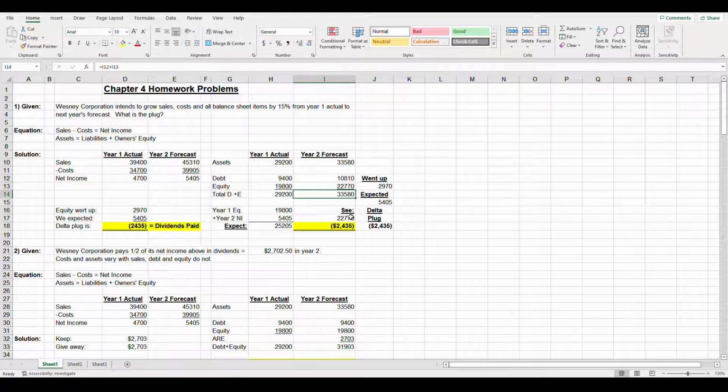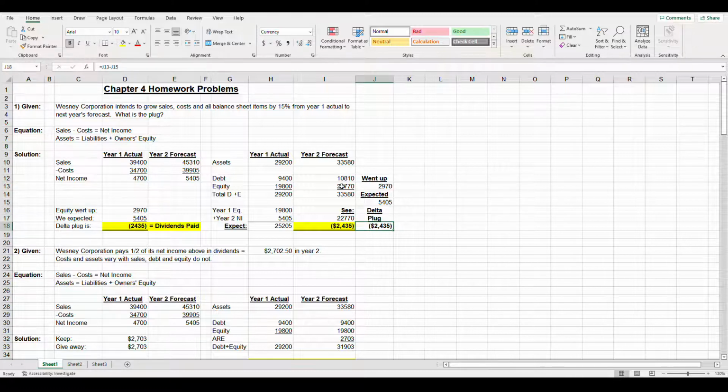So you see my assets equal my liabilities plus owner's equity, or debt plus equity, and the balance sheet is balanced. Now, the author wants to know, what is the plug? Was there a plug done? Did something else happen here? So what we would expect to see is 5405 going into the equity account on top of the 19,800. We see by subtracting the two equity numbers, it only went up 2970. If I take I13 right here minus H13, I get 2970. So what happened? I expected my retained earnings in the equity account to go up 5405 and it only went up 2970. So what is the plug?